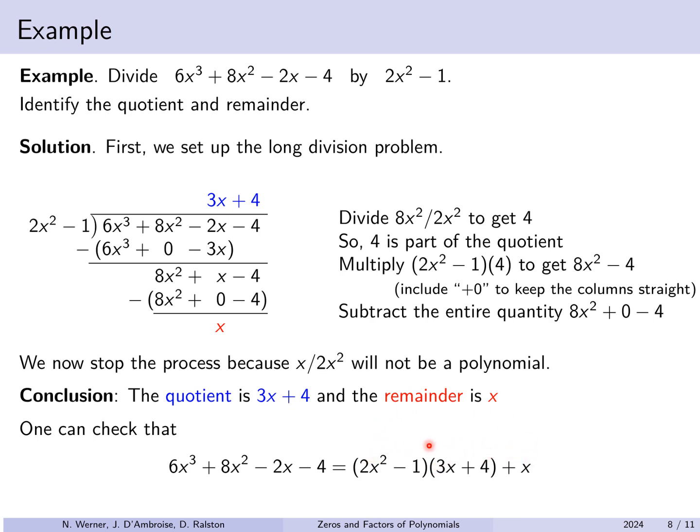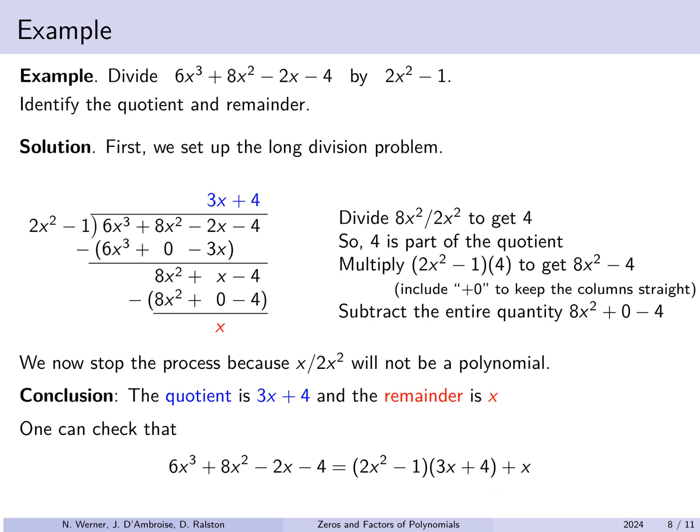Observe, 2x squared times 3x gives us exactly the 6x cubed. How can I possibly get x squared terms? 2x squared times 4 gives us 8x squared. How can I possibly get linear terms? Negative 3x plus the remainder here gives me negative 2x, and the only constant I can get is negative 1 times 4. So indeed, we have identified the polynomial we started with is in fact equal to what we divided by times the quotient we found plus the remainder we found.